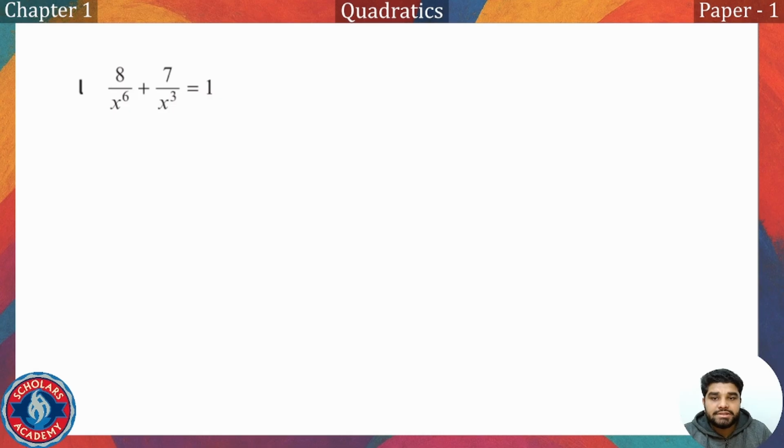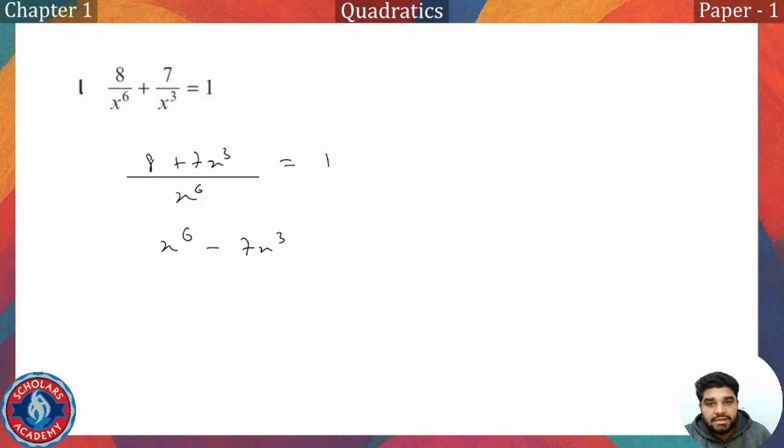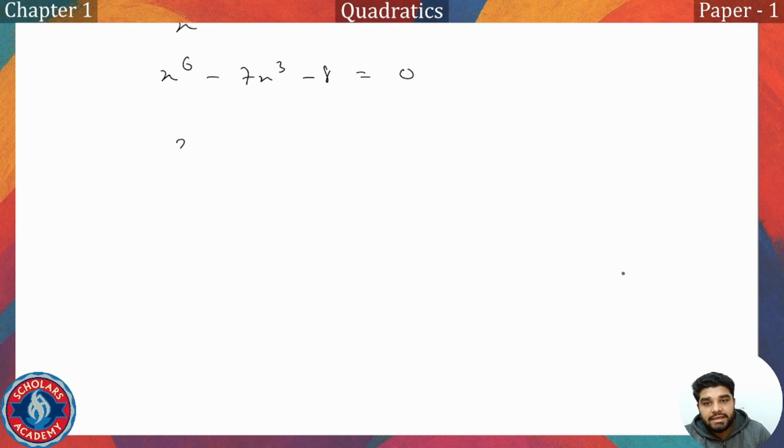Again simplifying it, first of all taking LCM, we get x raised to power 6. So 8 plus 7x raised to power 3 is equal to 1. So we get x raised to power 6 minus 7x raised to power 3 minus 8 is equal to 0. So this is our equation, and from here we can say that taking x cube as t, we get t raised to power 2 minus 7t minus 8 is equal to 0.